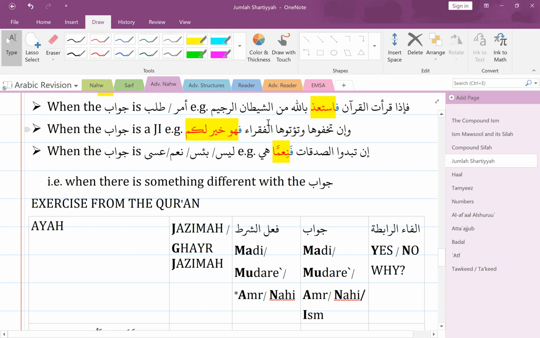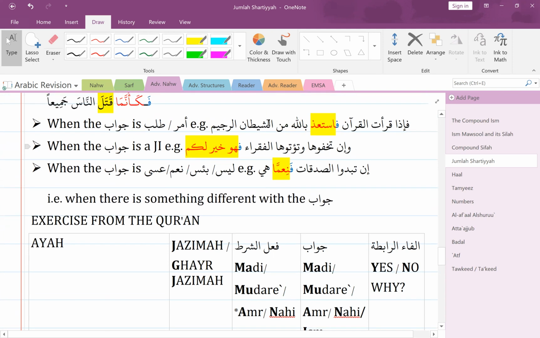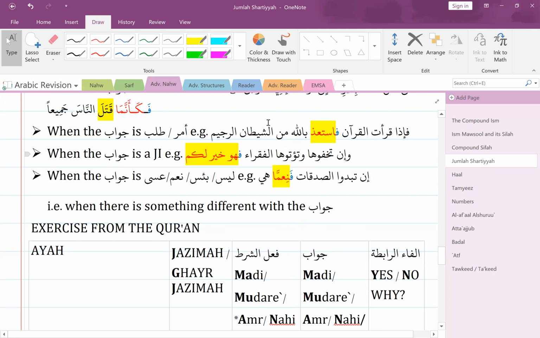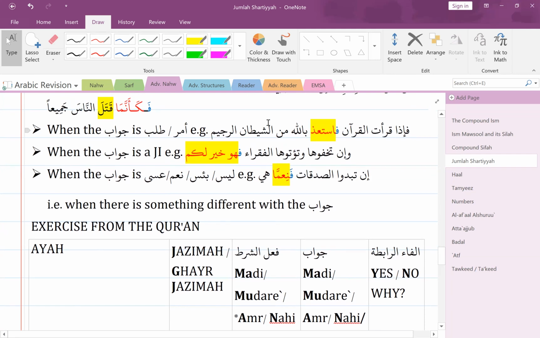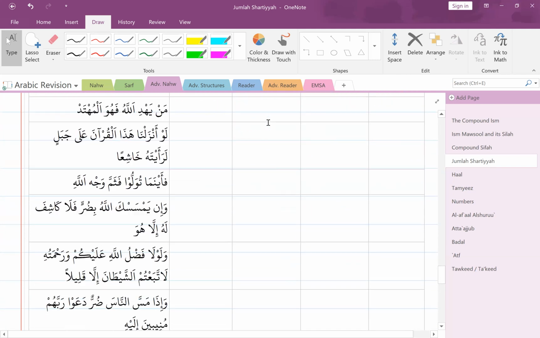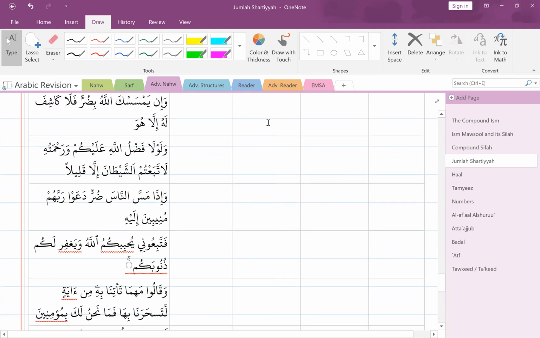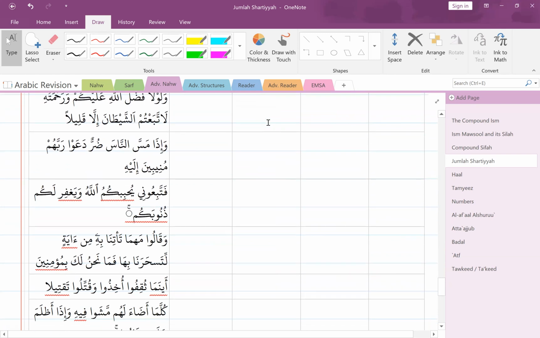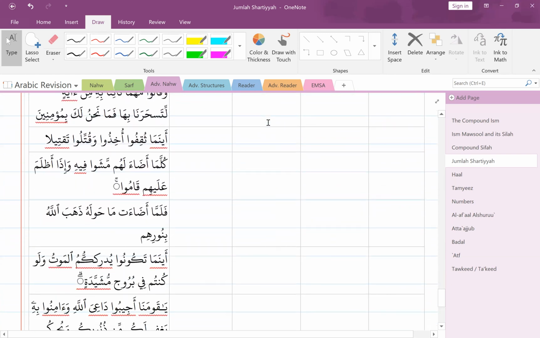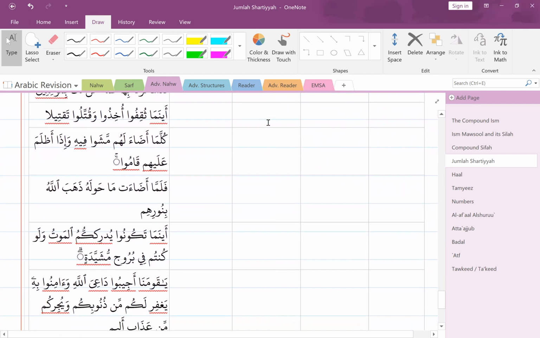So the fa comes on every shart, like even on jawabu shart, jawabu talab, or jawabu amr. Yes. Or is it okay? Okay. Well, thank you. What does it come with? I have to confirm. I'm not so sure about amr and jawabul amr.